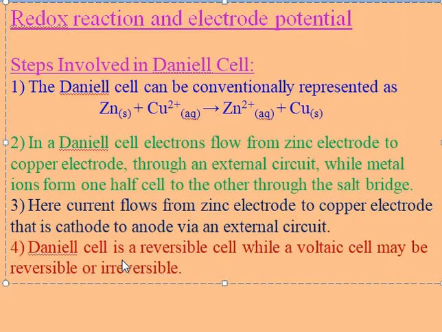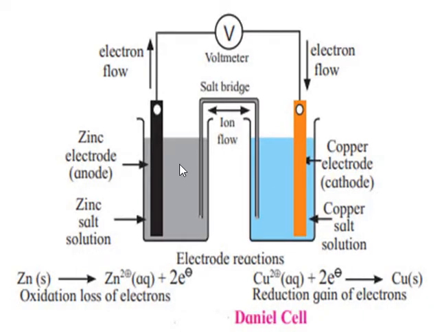These are the steps involved in the Daniell cell, and the figure is shown in this slide. This is a zinc metal electrode, which acts as an anode. This is a copper metal strip, which acts as a cathode. This is the zinc salt solution and this is the copper salt solution. These two half cells are connected by the salt bridge, a U-shaped glass tube. The anode is externally connected to the voltmeter, which is again connected to the cathode by the external circuit.